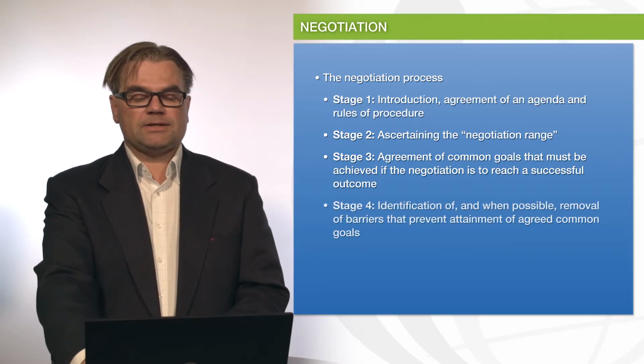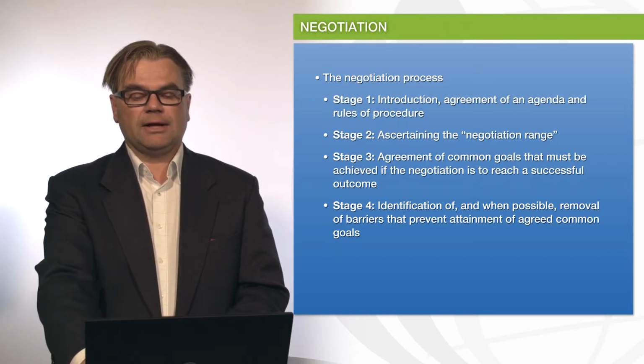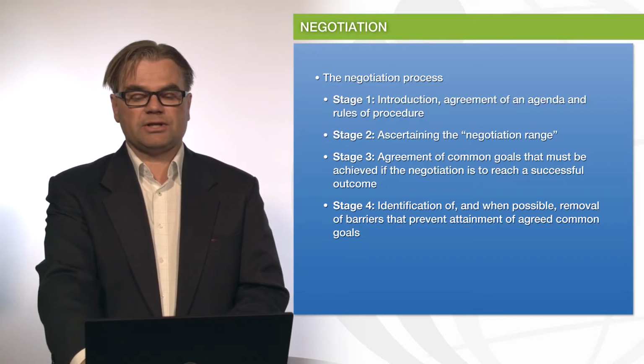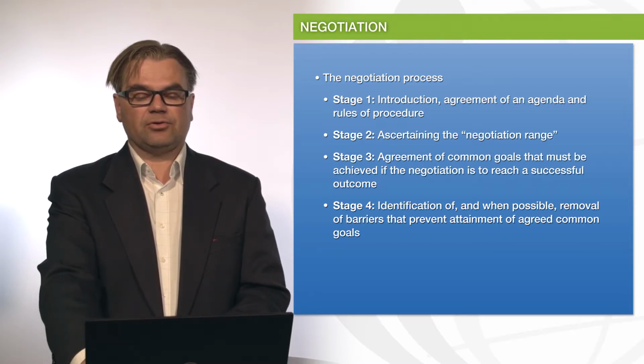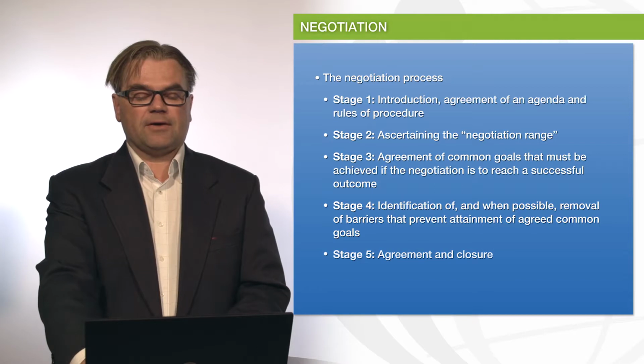Stage 4 is the identification of and, when possible, removal of barriers that prevent attainment of agreed common goals. At this stage there will be problem solving and discussion of possible concessions. Sometimes when no progress can be made, it might be possible to refer the issue to higher management, change the negotiators, or even abandon the negotiations. Agreement and closure is the final stage 5. Finally, participants draft the agreement reached and circulate it to all parties for comments and signature.